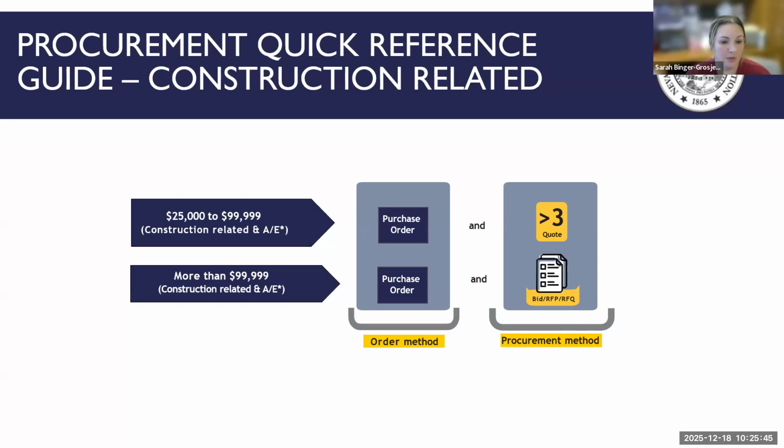Similarly, with any architecture and engineering services, we require that we evaluate three firms, because we are not permitted to award those based on lowest price. Anything over $99,999 that is construction related or architect and engineering services needs to be formally solicited.